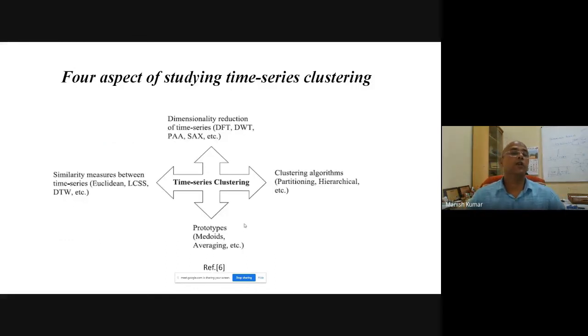Obviously, as far as the aspects of studying time series clustering are concerned, we have dimensionality reduction of time series, where we use a lot of clustering algorithms, and some sort of prototypes also. Then we have similarity measures between time series. It can be Euclidean or others also.